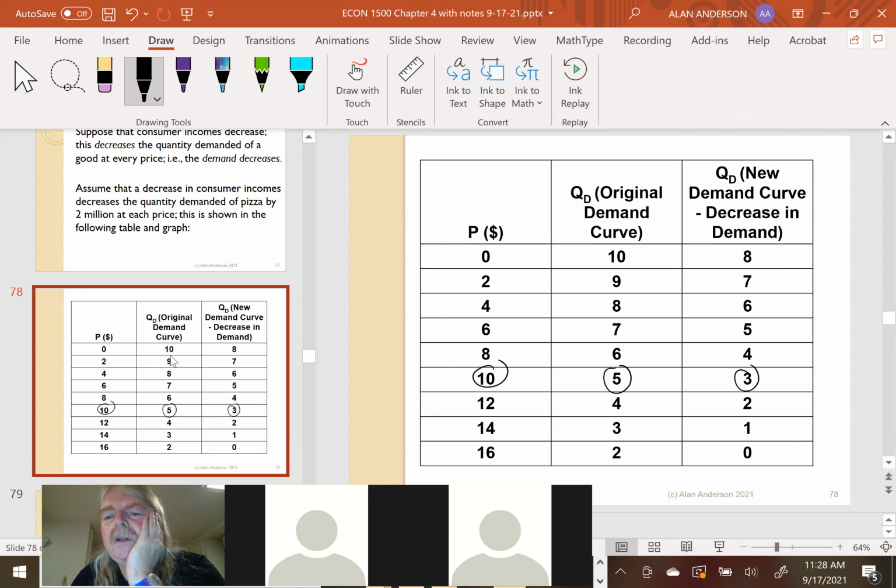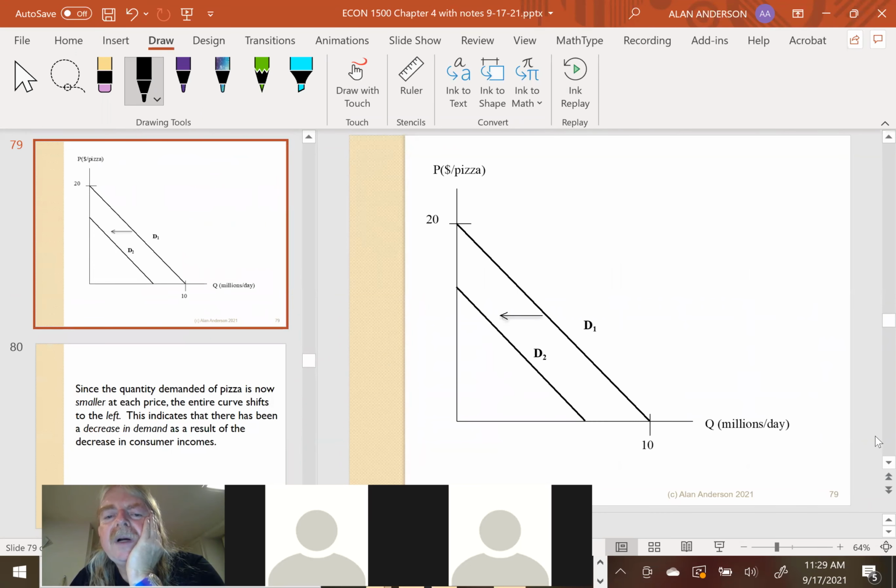People's incomes are falling. They're concerned. They don't want to spend quite so much money on pizzas. So therefore, what they'll do is stay at home and cook for themselves, or something like that. Cook something cheap, that is. And so the demand shifts to the left. The demand curve will shift to the left again by 2 million. So just imagine that at a price of 10, before we were buying 5 million pizzas, now we're only buying 3.